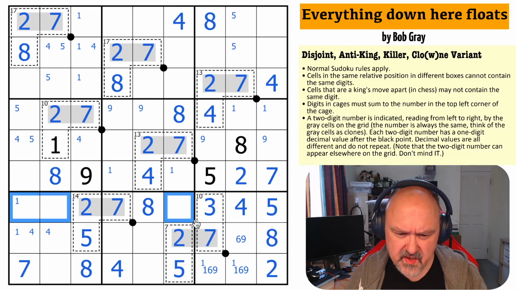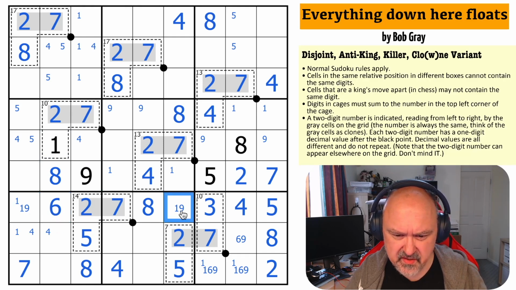This triple maybe, 1, 2, 3, 4, 5, 6, and 9. This can't be 1 or 9. That's the 6. Now, it can't be 1 because it sees it, and it can't be 9 because of the king's move. So these are a 1-9 pair.